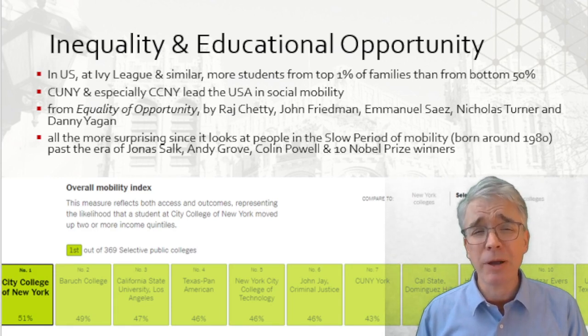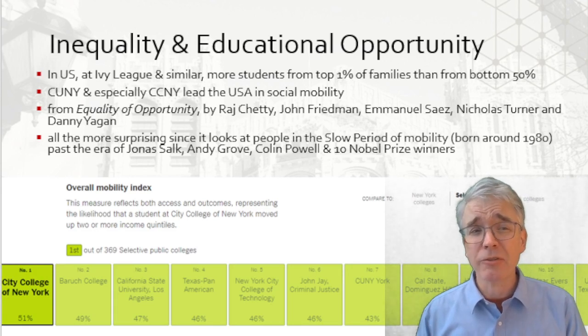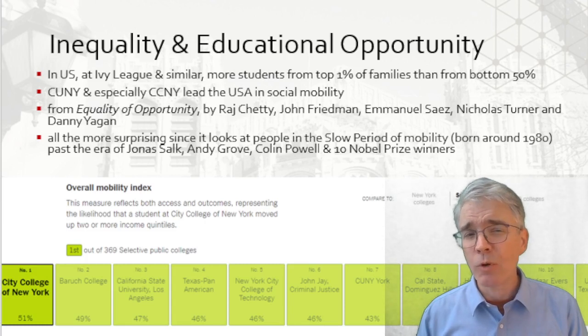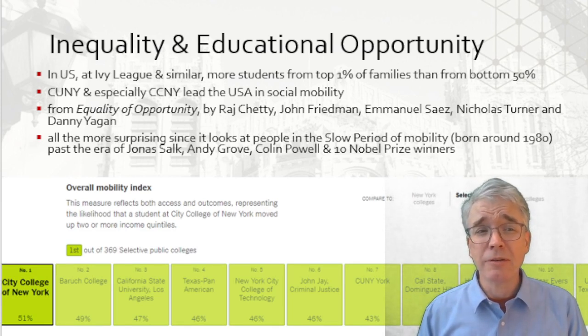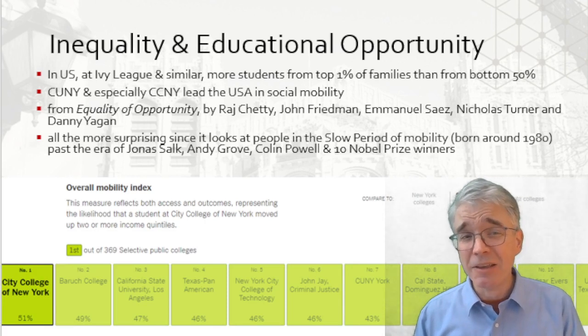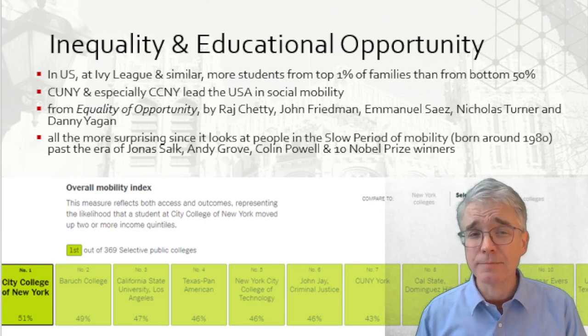Now, the study is perhaps all the more surprising because it's looking at the slow period of mobility, people born around 1980. We're not talking about Jonas Salk and Andy Grove and Colin Powell and all those Nobel Prize winners from back in the day. Remember, I showed graphs demonstrating that after about 1980, mobility in the U.S. slowed down. Even despite that, City College remains one of the best for social mobility. Other CUNY schools are also represented in the top 10: Baruch, New York Tech, John Jay, Hunter.